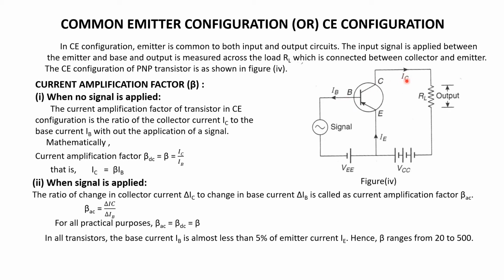Here you can see that the collector current is very much greater when compared to the base current. Hence, output by input has higher values here, and that means the amplification factor beta generally ranges from 20 to 50. Hence, this transistor is mostly used for amplification purposes.